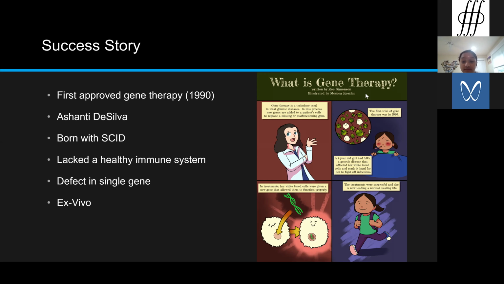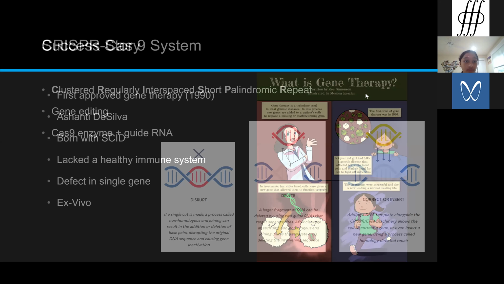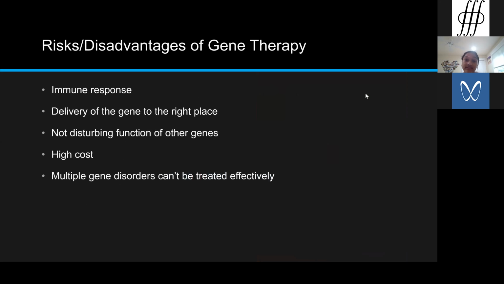And the reason for selecting this disease for the first approved human clinical gene therapy trial was that this disease was caused by a defect in a single gene, and that increases the likelihood that the gene therapy will actually succeed because it's a lot less complex. Like if you remember when I was talking about the risks and disadvantages, right? Multiple gene disorders can't be treated effectively, and that's because they're a lot more complex than single gene disorders.